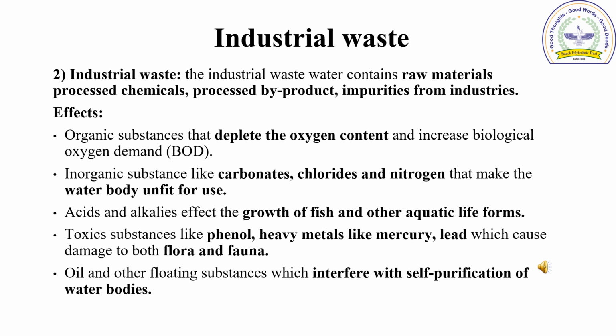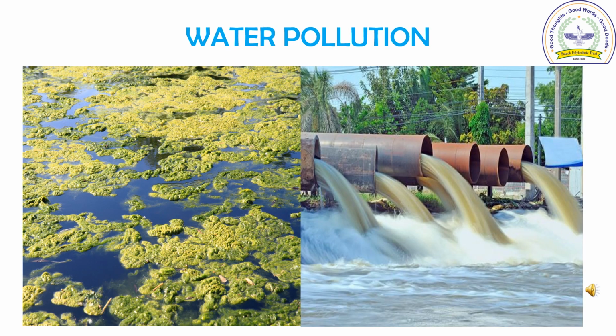Toxic substances like phenol and heavy metals like mercury and lead cause damage to both flora and fauna. Oil and other floating substances interfere with self purification of the water bodies. Here you can see how industrial wastewater is contaminating our fresh water.